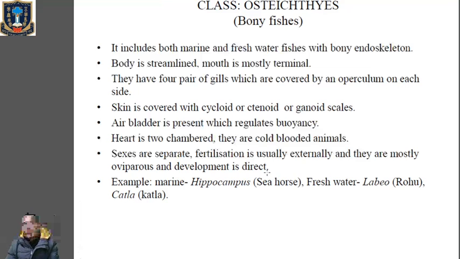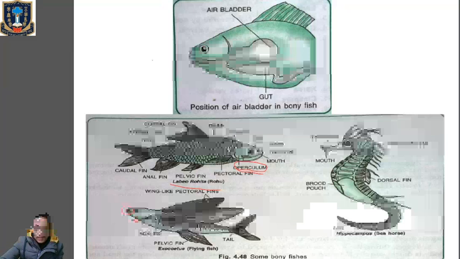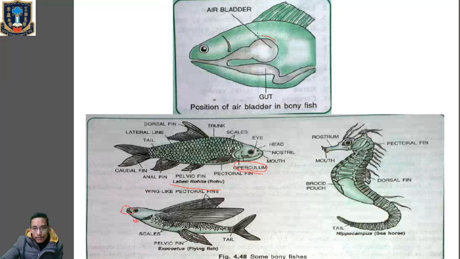We'll see a few examples over here, like Hippocampus, the seahorse, then freshwater Labeo rohita, and we have Catla. So let's see the diagram. In the first one, you can see the presence of an air bladder. The air bladder is present over here, and it helps them in maintaining buoyancy.